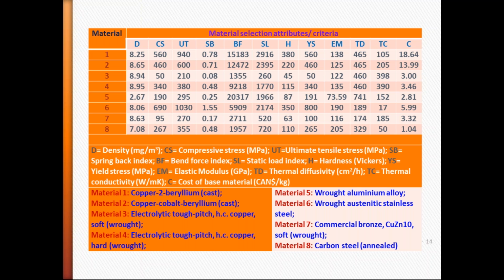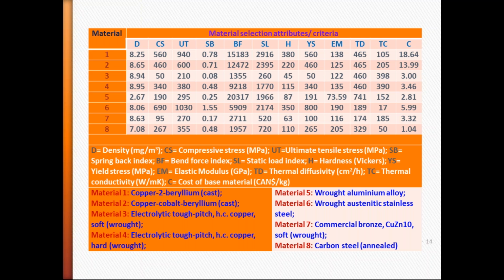Why? Just below the table, you follow that different criteria correspond to different units. For example, the density unit is milligram per meter cube. Compressive stress unit is megapascal. Since different criteria correspond to different units, we cannot add. Okay, that is number one. Number two, there may be criteria conflict. Some criteria may require higher values and some criteria lower values.